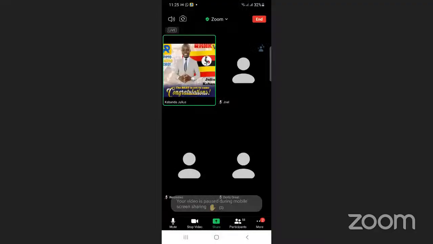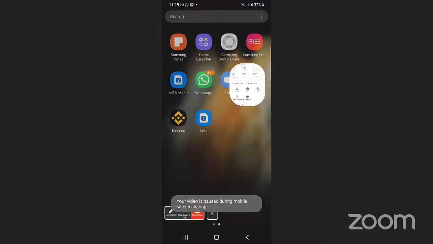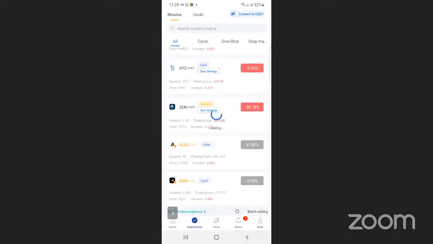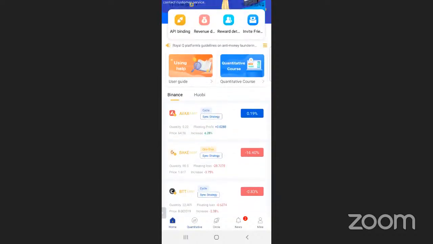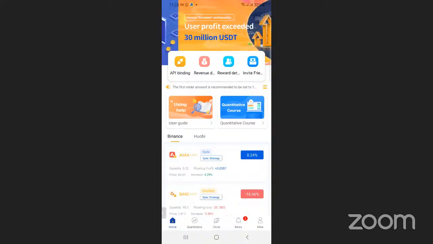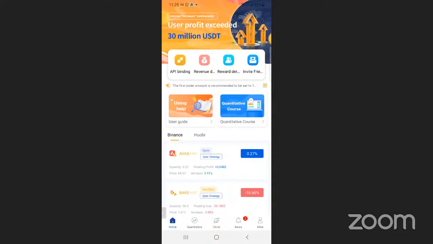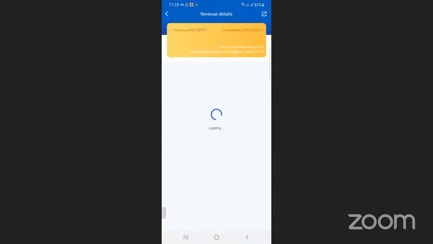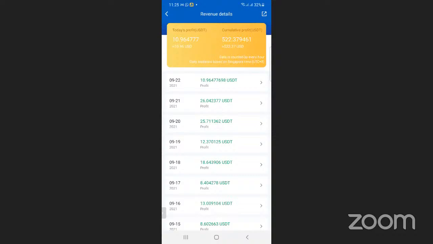The other issue is to know where to check your profits. Let me share my screen because you are the last one, and I will call it a day. I don't want to be here for over 2 hours. It's an hour and a half. Look at this. Here we have the API binding. Here we have the revenue. Here we have the reward. So that's where you need to check your revenue, not anywhere else.